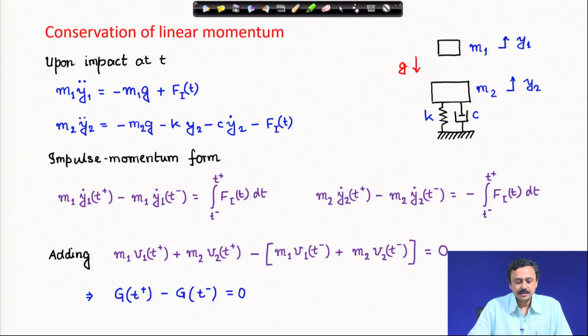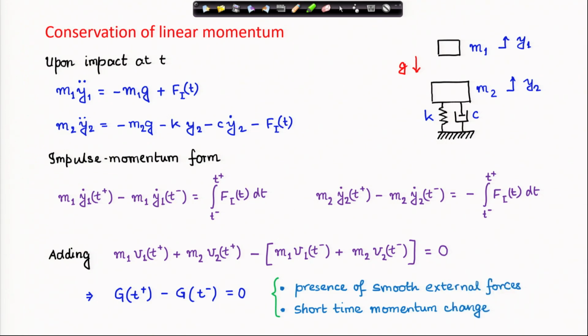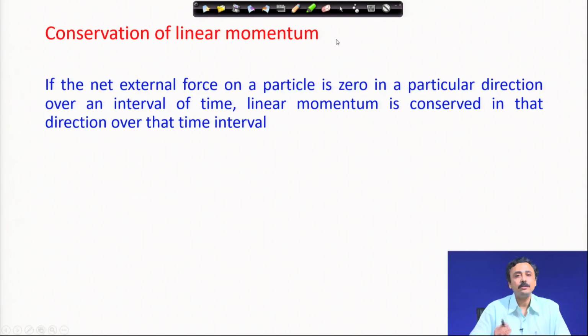Therefore, this is the conservation of total linear momentum of the system. You have to be very careful about this. It is the total linear momentum between which this impulsive force acts. You have to consider everything. Therefore, in the presence of smooth forces or constant forces, there is no contribution over this short time momentum change. The short time momentum change is 0, or in other words, the linear momentum of the total system is conserved over this very short time.